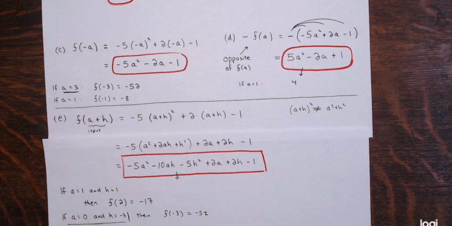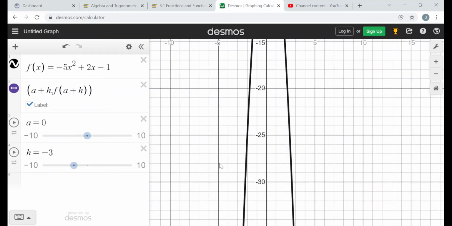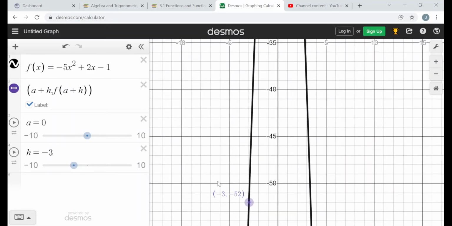And you get the point negative 3, negative 52. Well, let's see that. If I replace a with 0, and h with negative 3, the point being labeled here, this a plus h, comma, f of a plus h, should be the point negative 3, comma, negative 52, which we saw earlier. And there it is. And you can replace a and h with any numbers you wish. Just move these sliders around, and it'll move the point around. In fact, I can play both of these, and you see how the point moves around this graph.